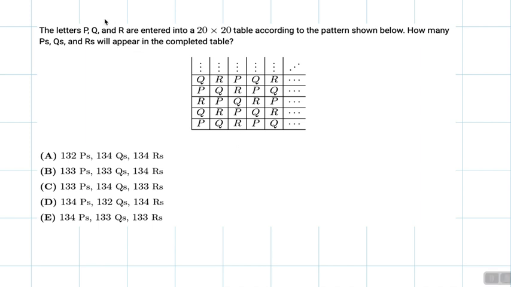The letters P, Q, and R are entered in a 20 by 20 table according to the pattern shown below. How many P's, Q's, and R's will appear in the completed table? Okay. So P is in position 2, 3, 4.